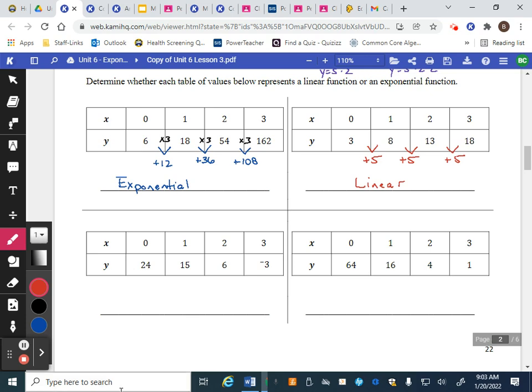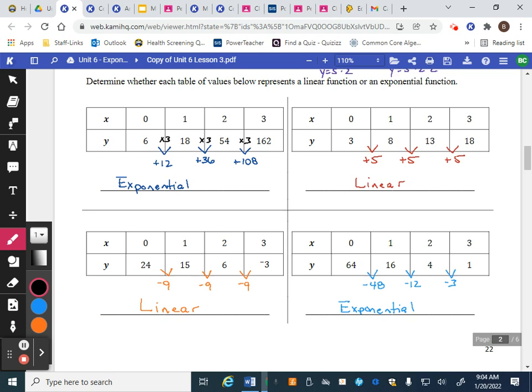So take a minute, try the bottom two, see if they're exponential or linear, and then restart the video and see if you got the right answer. All right, so on the left side, the y values are decreasing by 9 every time. So that would be a linear function because there's a constant rate of change.